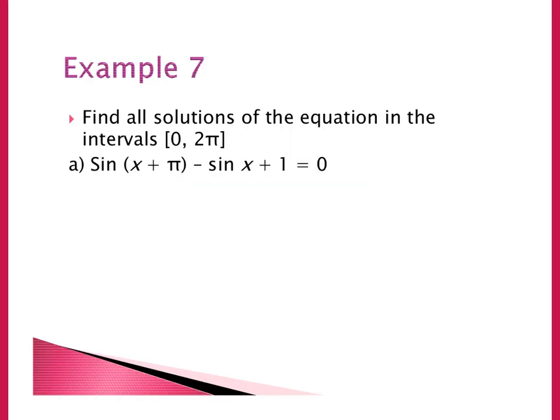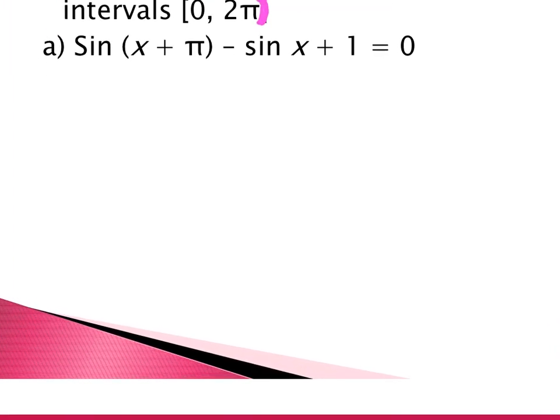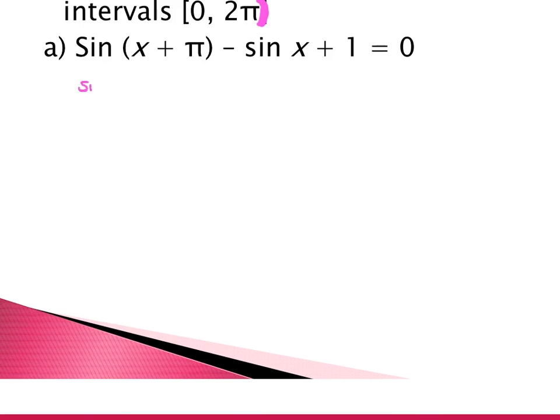All right, last one says, find all the solutions of the equation in the interval 0 to 2 pi. This should be a parenthesis on the 2 pi. So now you've got your solving, which is the 5-3, and you're pulling in your sum and difference. So the sum comes from sine. Again, I'm going to expand that. So this would be sine of x cosine of pi plus cosine of x sine of pi minus sine of x plus 1 equals 0.